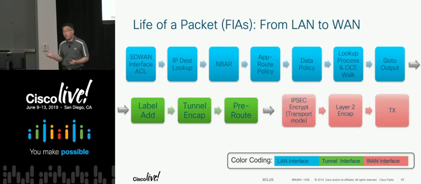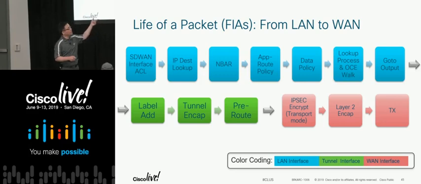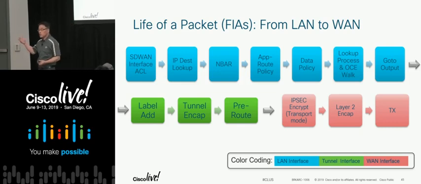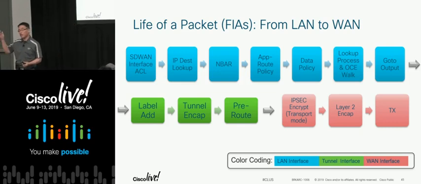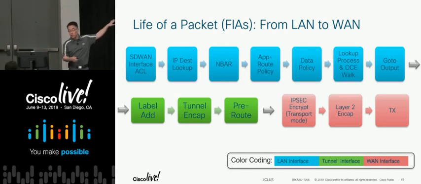On the WAN interface, the IPsec encryption is going to be added in transport mode, which means the IP header is not encrypted, but the payload is encrypted. Then add a layer 2 encap and transmit the packet out of the WAN interface. And that TX is where your egress QoS policy will be executed, and we have a queuing policy we'll talk about in a moment.